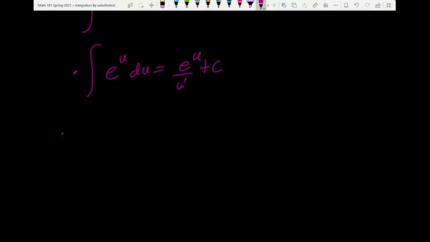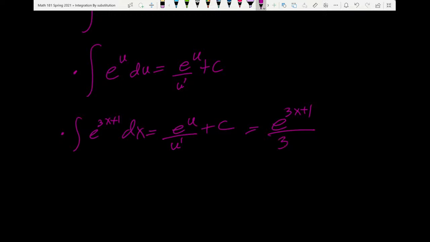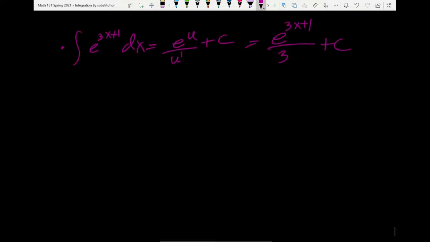Let's look at a problem. The first one works super easy. E to the 3x plus 1 dx, you get 1/3 e to the u plus c, and with the derivative u prime, you get e to the 3x plus 1 over 3 plus c. It works. So what if I would have given you a little bit more complicated one? E to the -1 over x squared times x cubed dx.